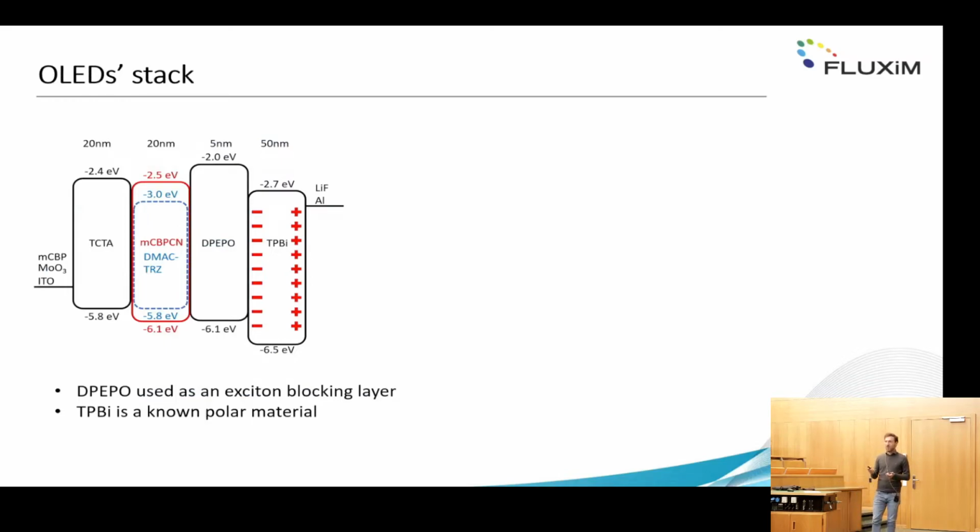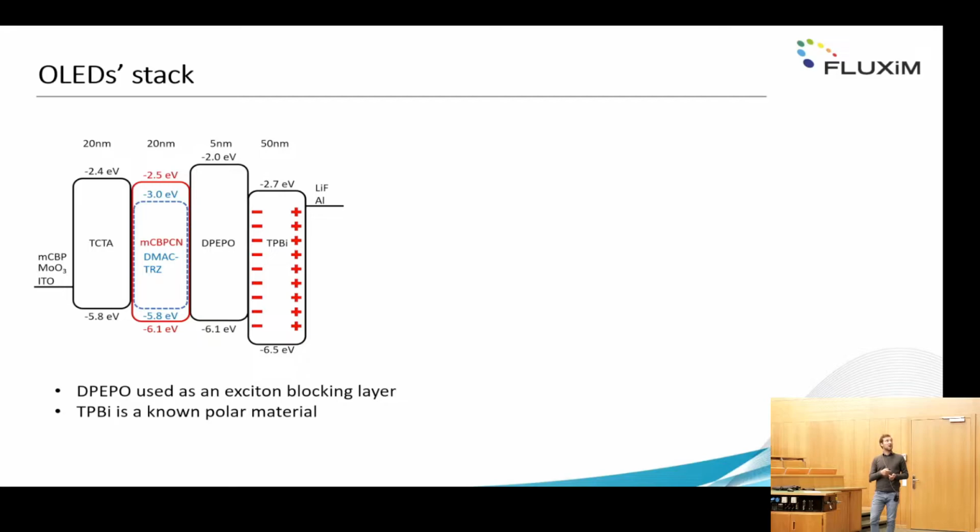So here is the stack that we received from Augsburg. So we have a hole transport layer, TCTA. Then the EML, which is MCV-PCN and DMAC-TRZ, which is the TADF emitter that we have already seen yesterday in a couple of talks. Then we have a very thin layer of DPAPO, which is used as an exciton blocking layer, and then TPBi as an electron transport layer.